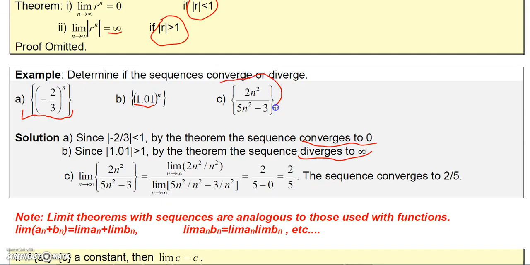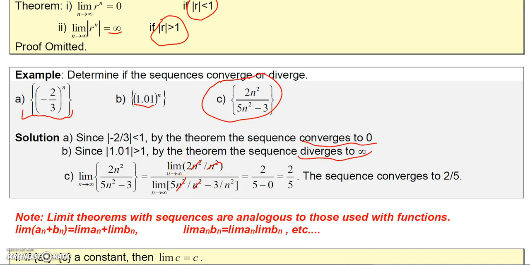Now on this third one, I'm going to use a little trick that we used for functions. So here I have the limit. I want to find out if this converges or diverges, so I want to find the limit of this as n goes to infinity. Well, you'll have infinity over infinity if you do that, which is an indeterminate form. One way to attack this is to just divide every term by n squared. So if I divide the top by n squared, I just get the limit of 2. And if I divide the terms on the bottom by n squared, I get the limit of 5 minus 3 over n squared.